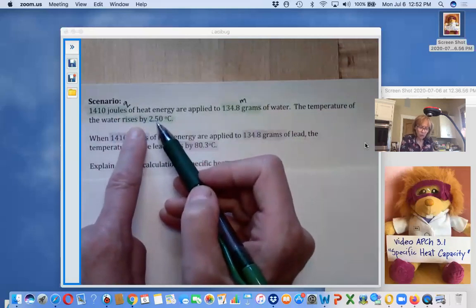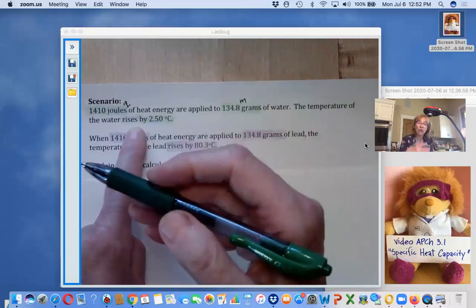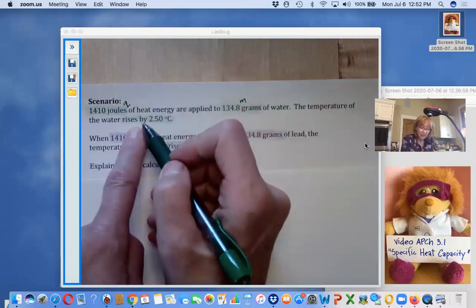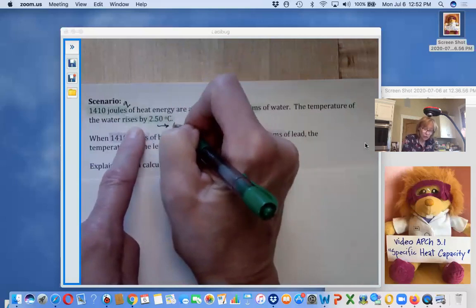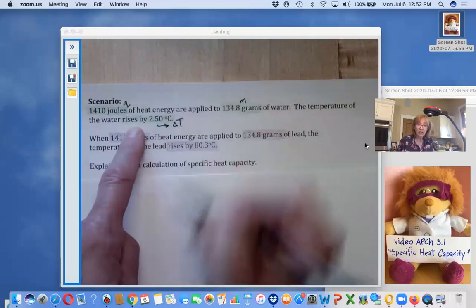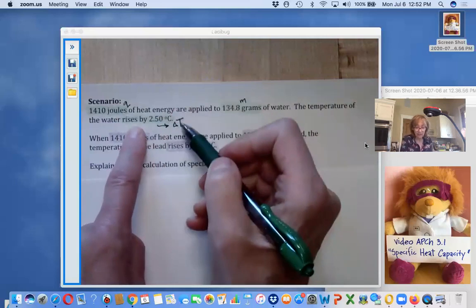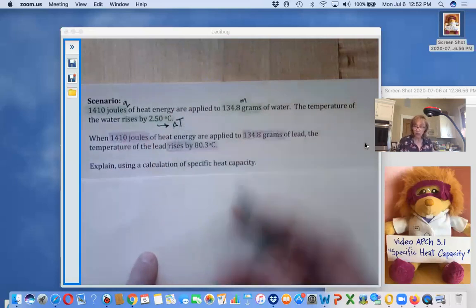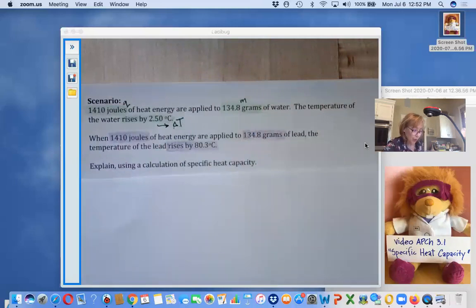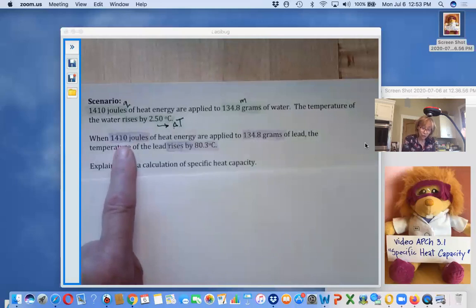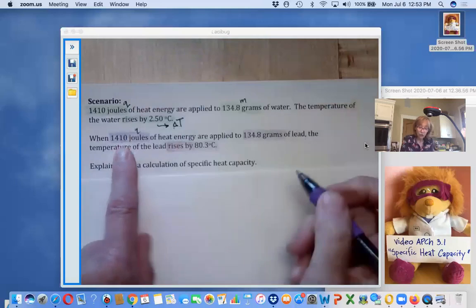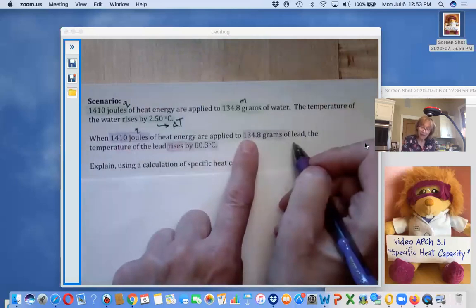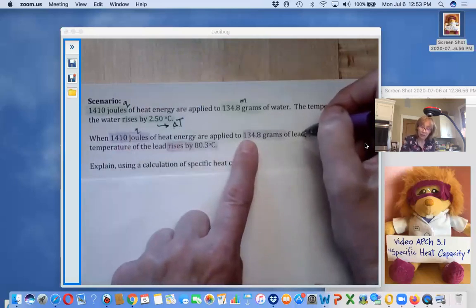Notice we're not being told what's the starting temperature and then the ending, but instead just how much it changes. So this is your change in temperature. Delta T stands for change in temperature. All right, then the other part of this scenario is to apply 1410 joules, same amount of heat energy, to the same mass, but this time it's the metal lead.